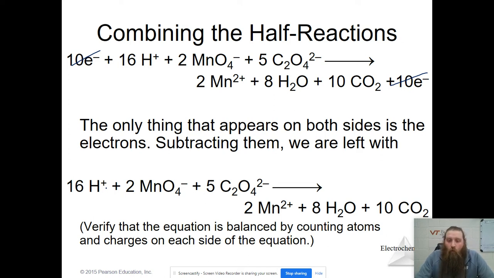So even though we weren't aware of the fact that the H+, the acid in this case, was involved, we have shown that that is the case because we've balanced this by using our half reaction method. So this is the final balanced equation that we want.